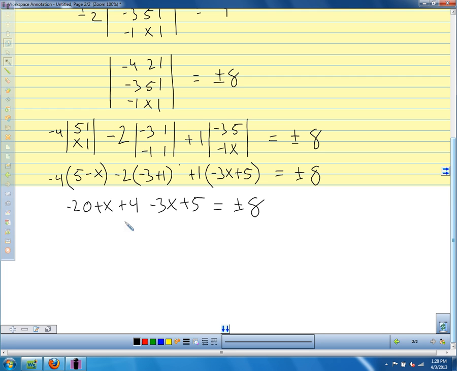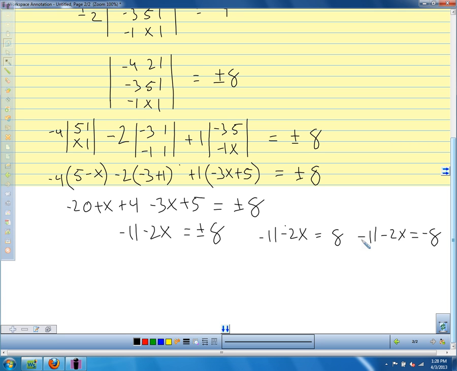Well, now we're almost done. Minus 20 plus 4 is minus 16, plus 5 is minus 11. Minus 11, minus x plus -3x is minus 2x, and that equals plus or minus 8. And now we can split our problem into 2. So I have minus 11, I have a plus or minus here: minus 11 minus 2x equals 8, minus 11 minus 2x equals -8. And I can solve for x. I'm going to stop here. We know how to solve for x from here. But we will get 2 values for x on this problem.